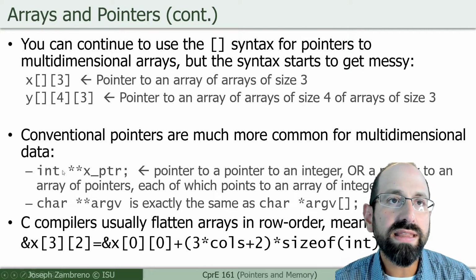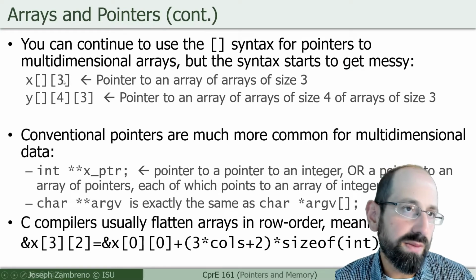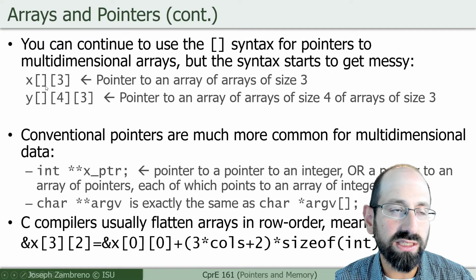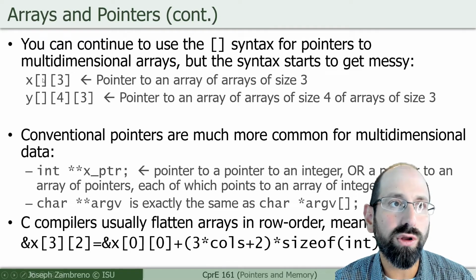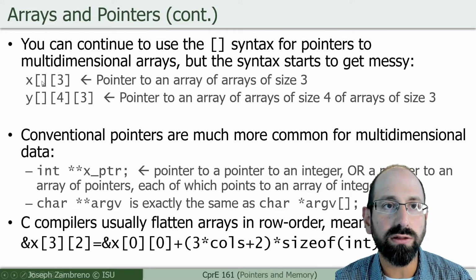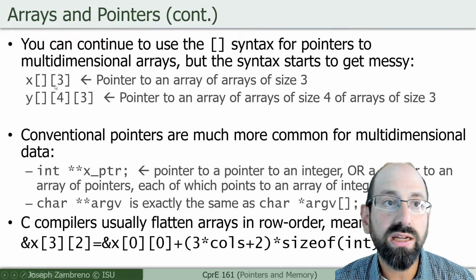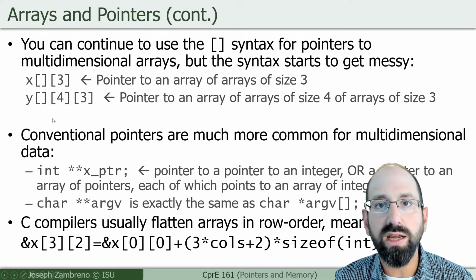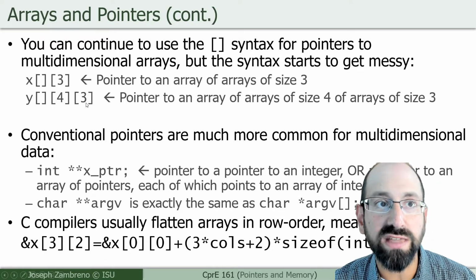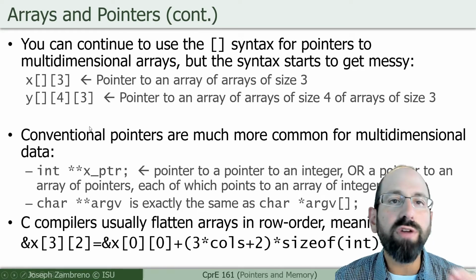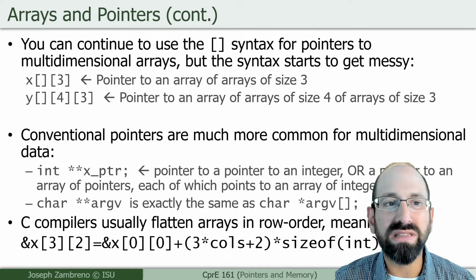But while we've been doing this syntax where every dimension has to be set, as opposed to saving for the first dimension of that multi-dimensional array. So this empty bracket syntax is: x is a pointer to an array of arrays of size 3. Y is a pointer to an array of arrays of size 4 of arrays of size 3. Using conventional pointers is a lot more common for multi-dimensional arrays.